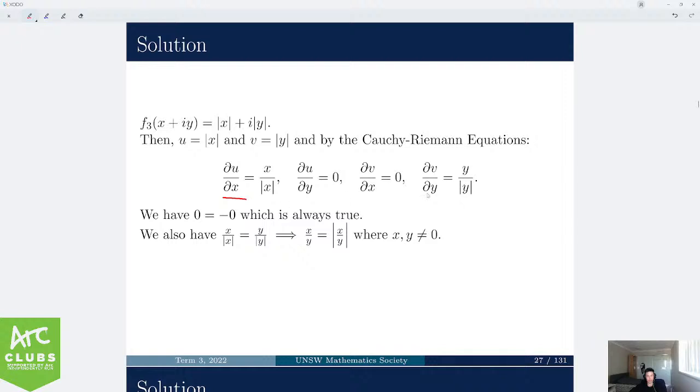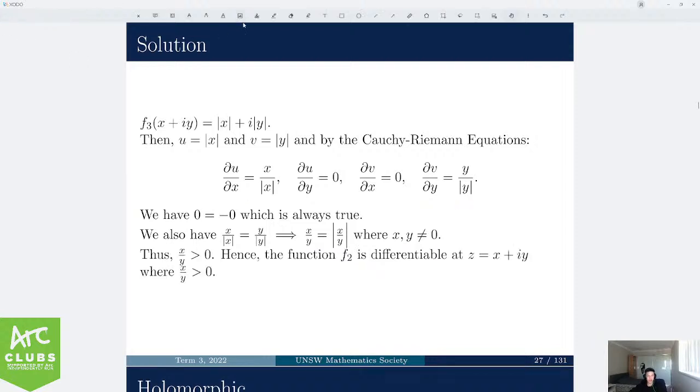Condition 2 is we need partial u, partial x to be partial v, partial y. And we get this thing over here. Of course, we know that x and y can't be 0 because of the denominator issues. And hence, x and y must be bigger than 0, simply because notice that the absolute value of a generic number a is just a when a is bigger than or equal to 0, and it's minus a when a is less than 0.